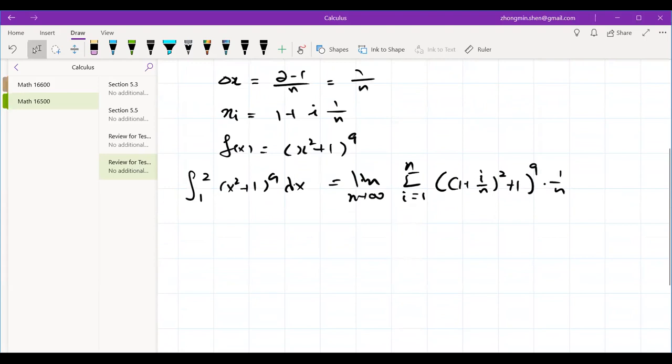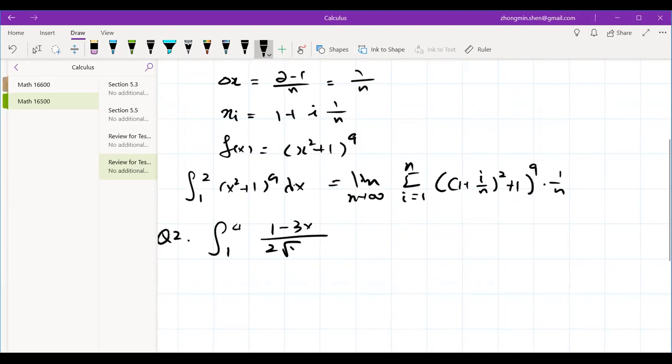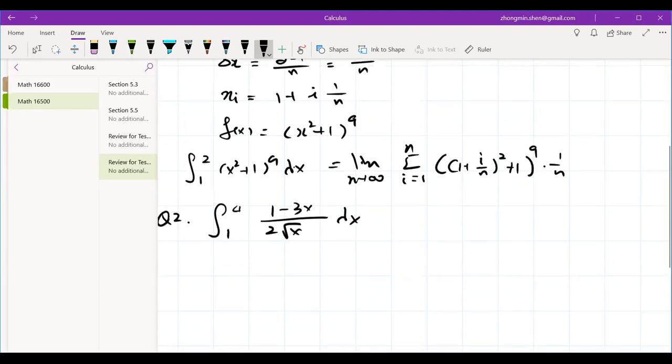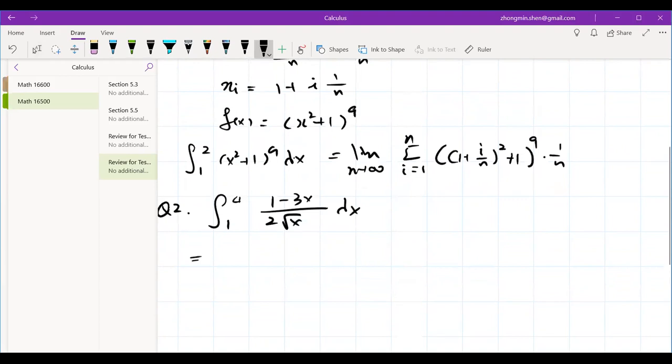All right. Then we have a bunch of integrals you have to evaluate, okay? Such as the integral from 1 to 4 of (1 minus 3x) over 2 square root x dx. It's a typical problem. It's a quotient of 2 functions. You have to express it as a sum of power functions. So 1 over 2 square root x, I can take 1/2 out, right, if you want. So x is going to be like this, and minus 3 over 2 is square root x.